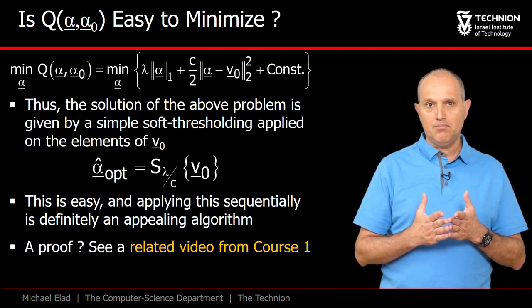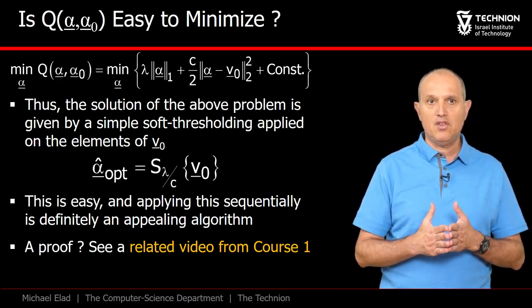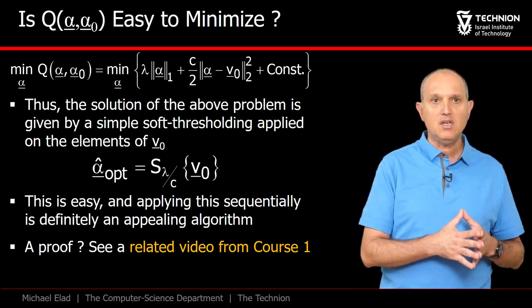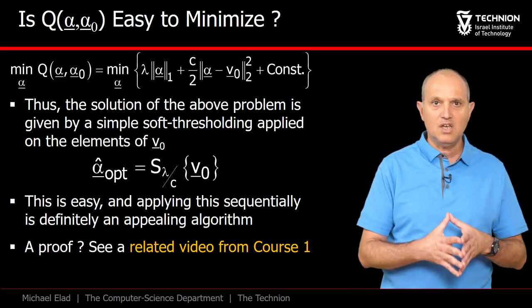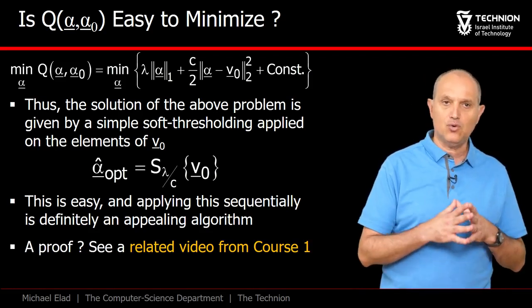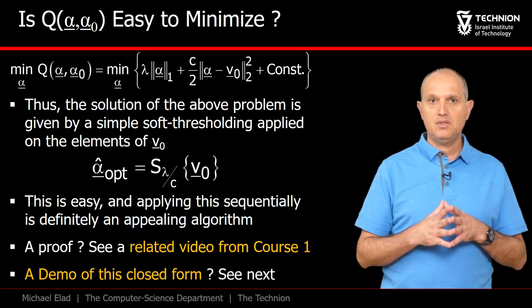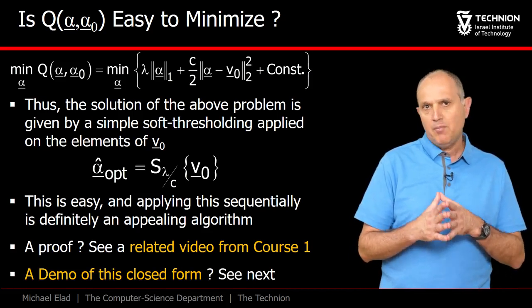If you are interested in better understanding the optimality of the soft thresholding for the L1 case, we refer you to the 6th class in Section 4 of the first course. In addition, we present a MATLAB demo next that presents this concept of shrinkage from an empirical point of view.